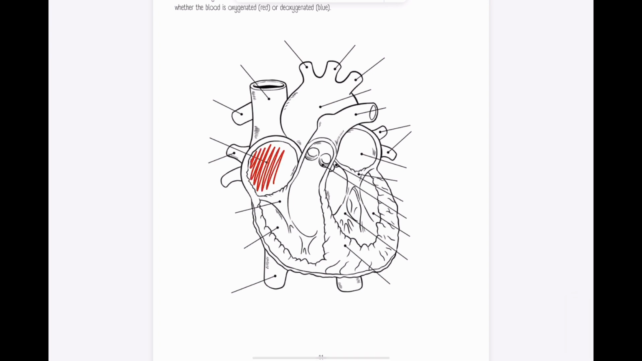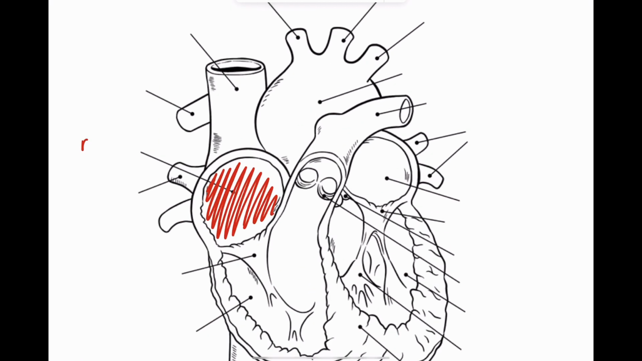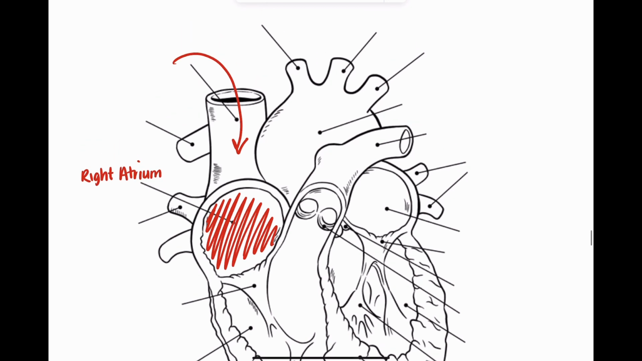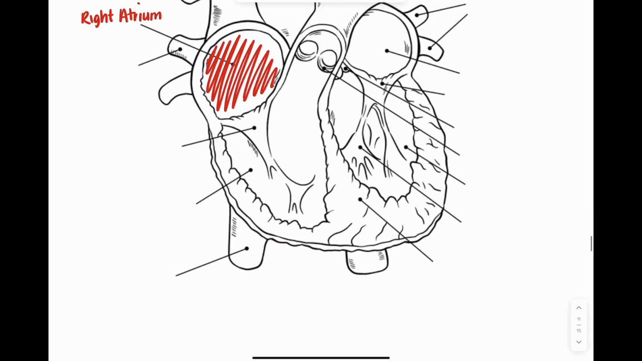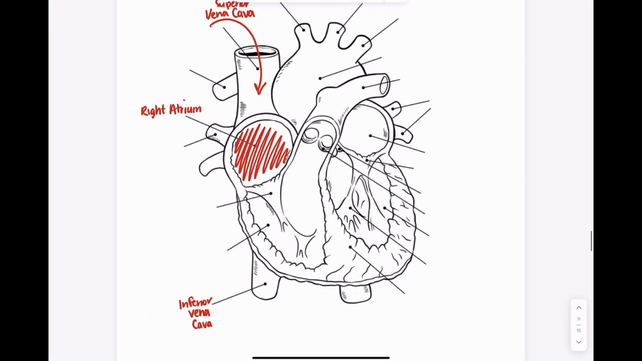Up here, this top part, that is the right atrium. The right atrium receives blood from the body. So it's receiving blood from the body, which comes in via the superior and inferior vena cavas. So this would be the superior up here, and there's one on the bottom right here, which would be the inferior. Oh, can't spell. Cava. So that's what we see here.